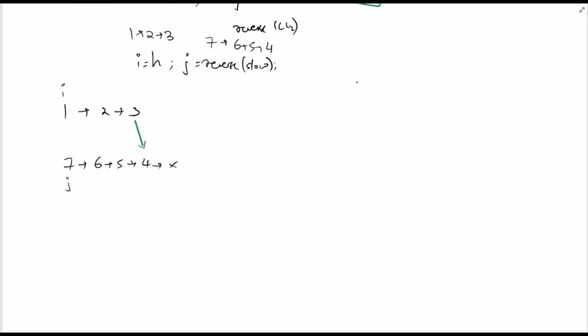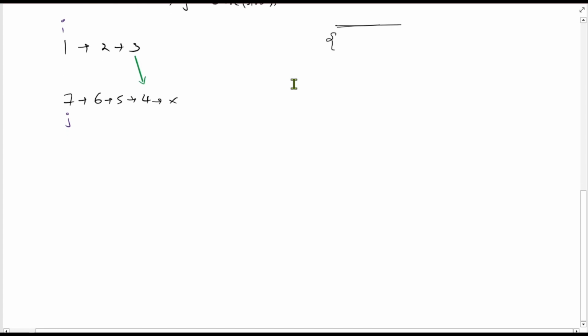As I said, we will have some kind of condition over here, and let's try to do whatever we can right now for one iteration. For the very first iteration, after 1, I want 7. So what I would do is first store i's next, let's call it i_n, maybe. So here.